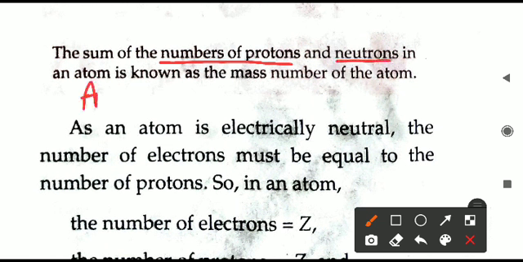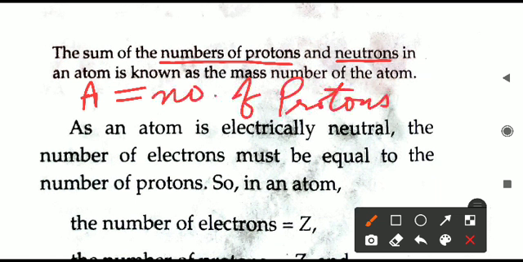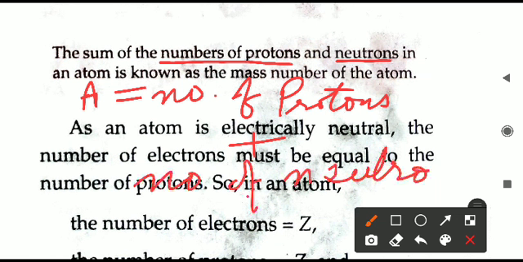So that is, capital A, mass number, is equal to number of protons plus the number of neutrons. This is the formula you have to remember. We can ask you to solve also. Certain numericals can be given.